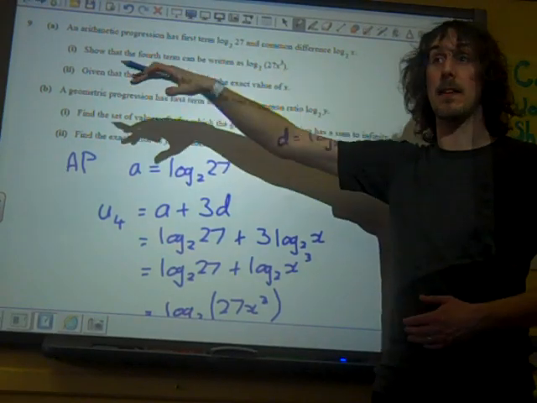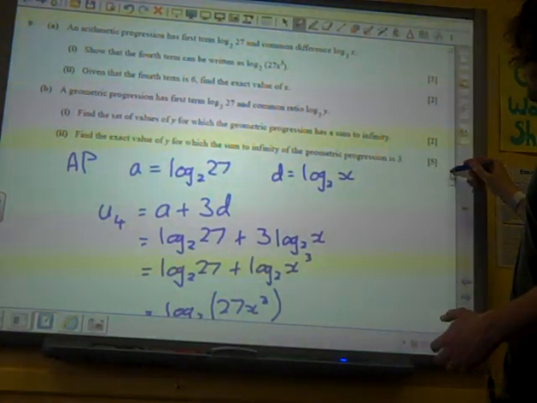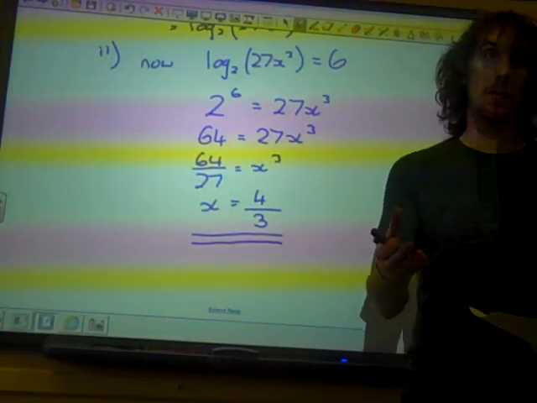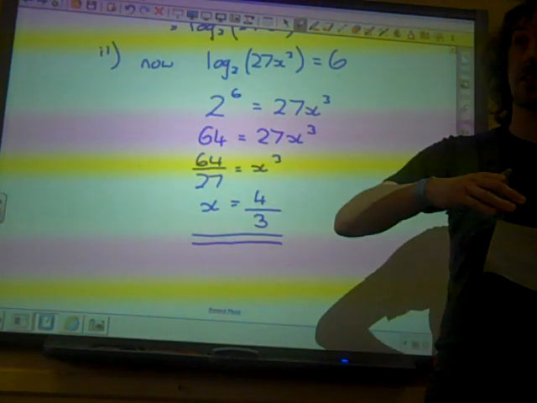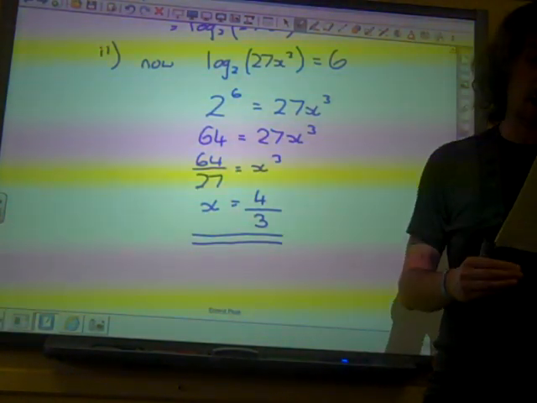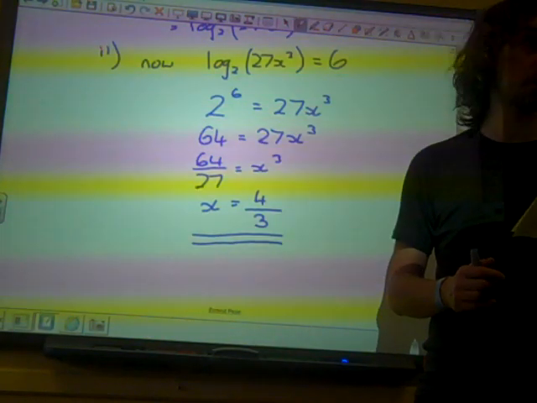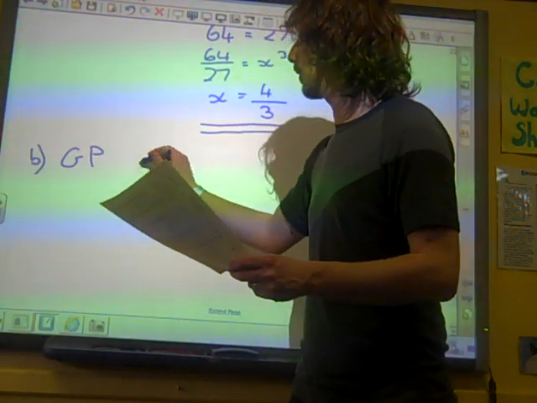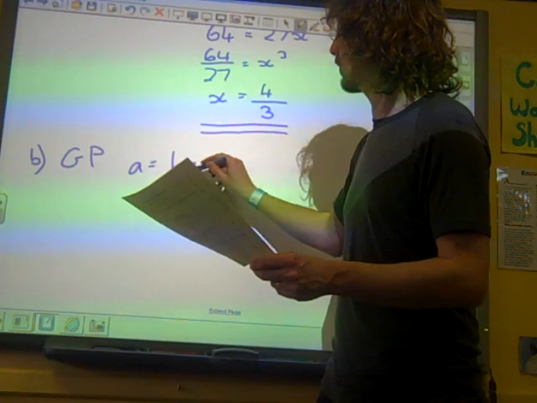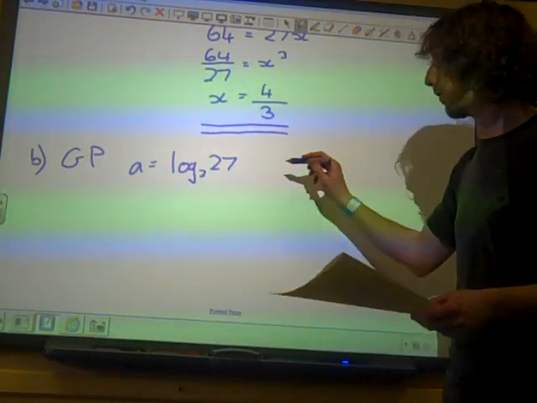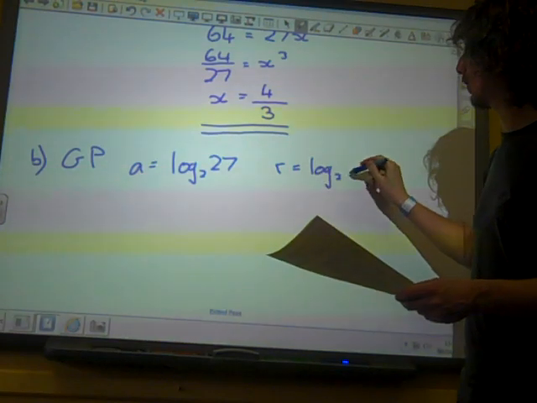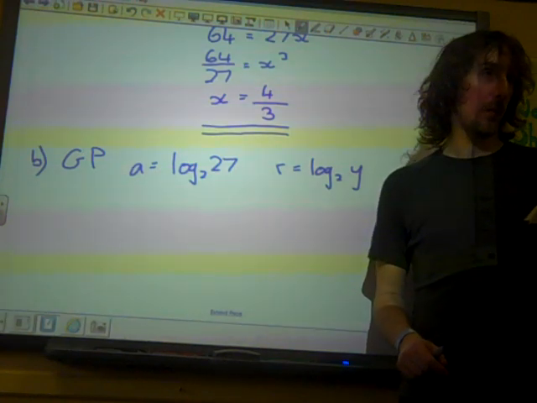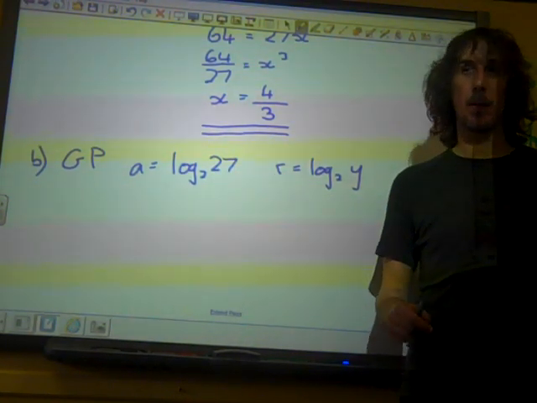Now remember, this A and B thing, part A was about arithmetic progressions and had lots of log stuff in it, but part B is a similar kind of theme, but we're not carrying any of our answers through to this. This is starting fresh. A geometric progression has first term log base 2 of 27. So we're starting again now with a geometric progression. First term is log base 2 of 27. And the common ratio is log base 2 of y. Find the set of values of y for which the geometric progression has a sum to infinity.